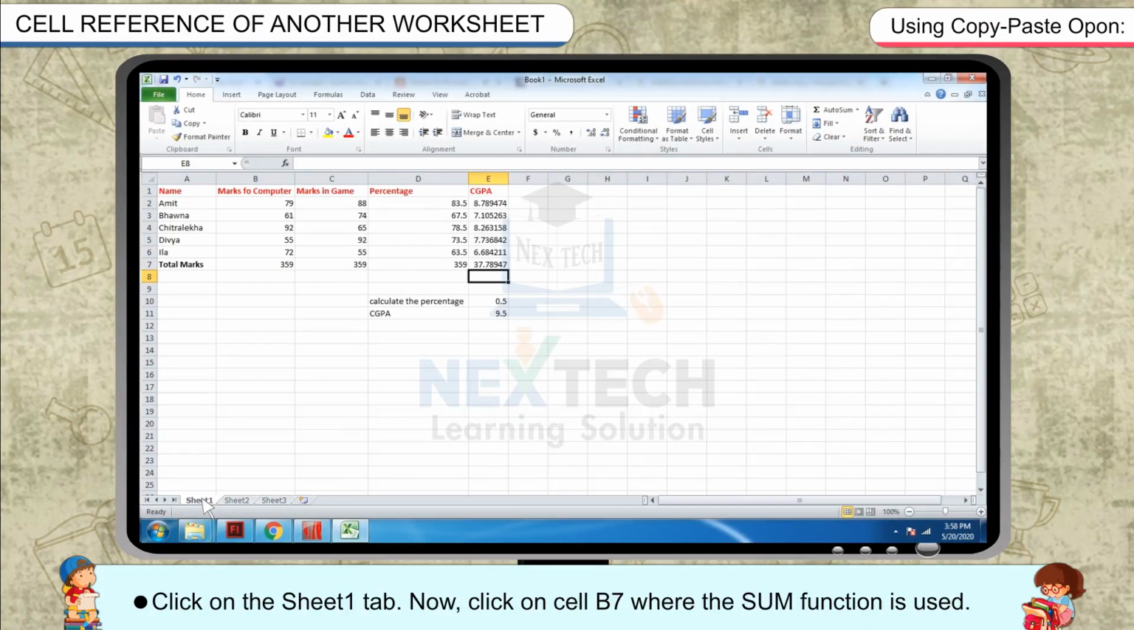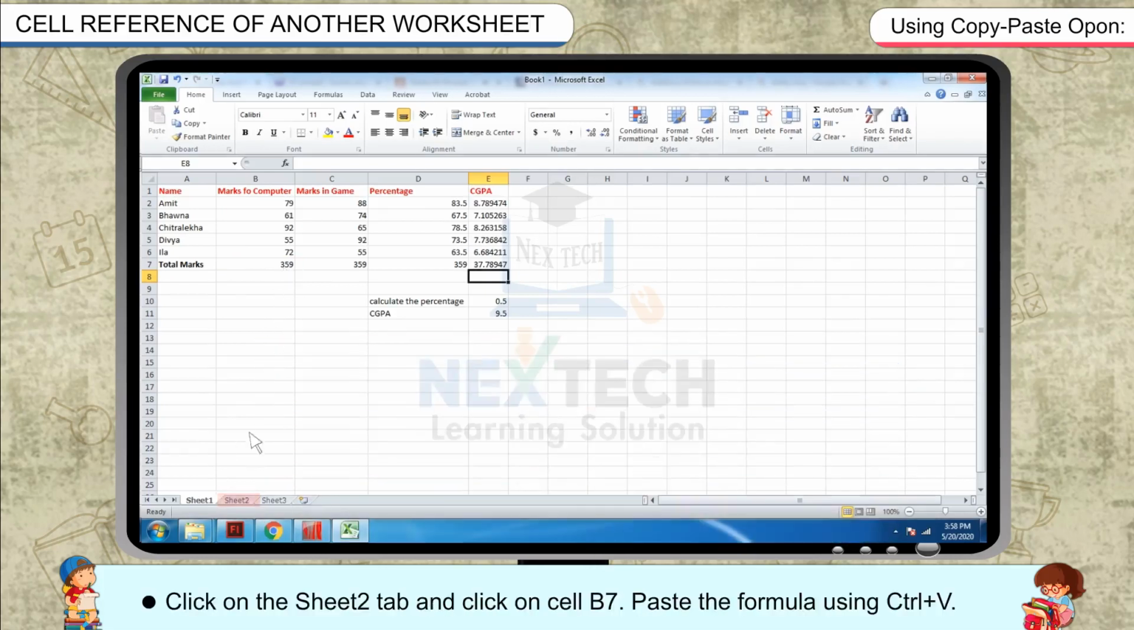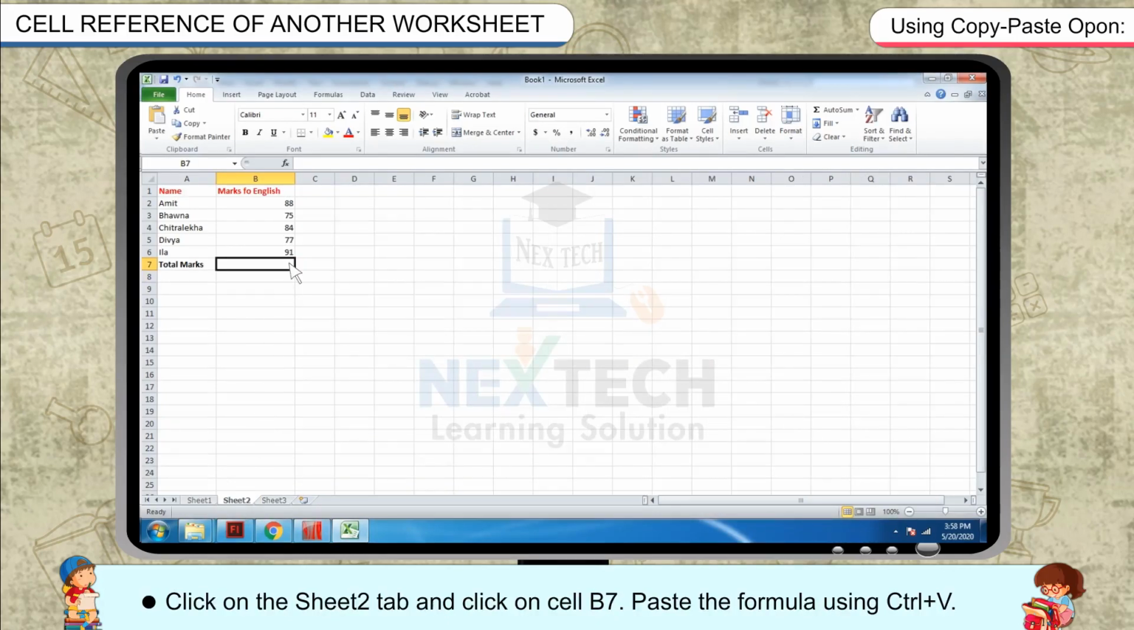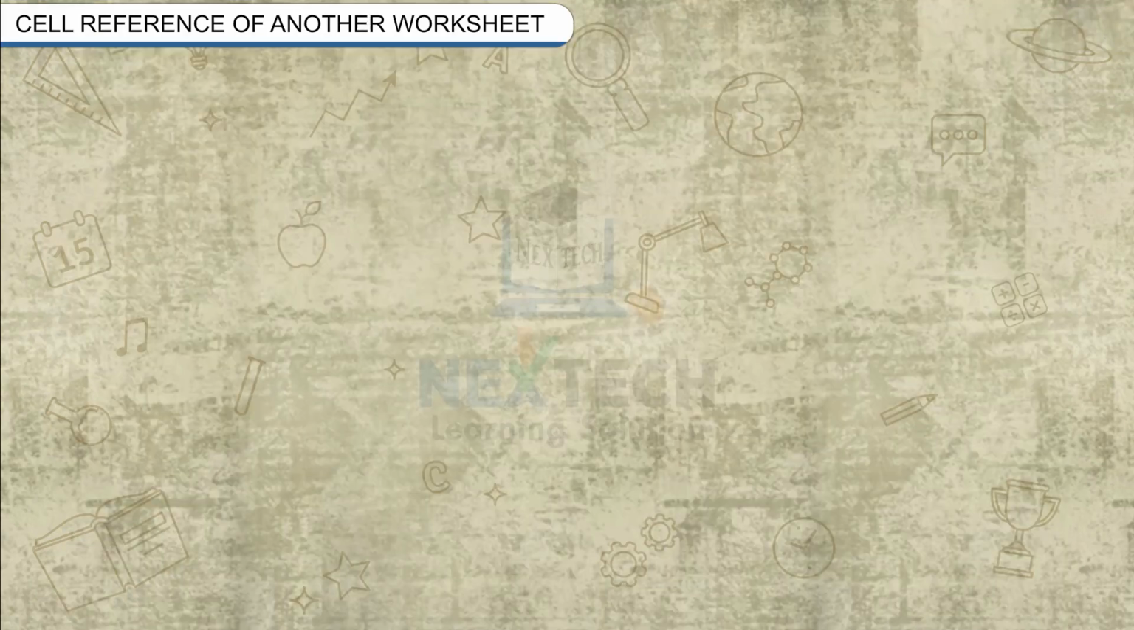Click on the Sheet 1 tab. Now click on cell B7 where the sum function is used. Copy the formula using Ctrl plus C. Click on the Sheet 2 tab and click on cell B7. Paste the formula using Ctrl plus V.